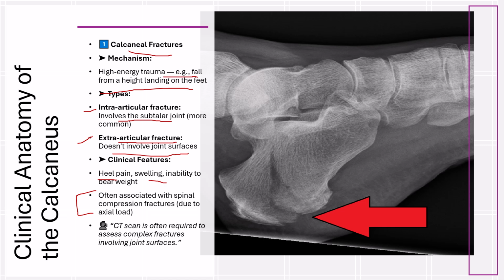When we talk about the diagnosis, the CT is often required to assess complex fractures involving the joint surfaces. So if it's an extra-articular fracture, it will be easy to see on the X-ray, but if it's an intra-articular fracture, then we will go for the CT scan.